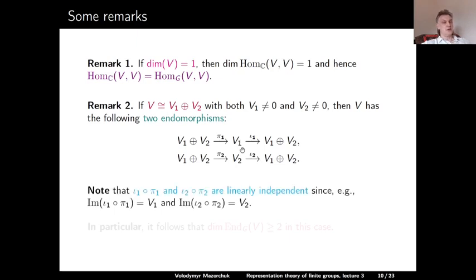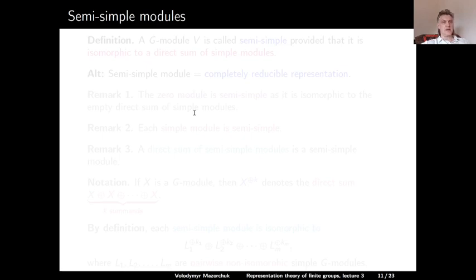Note that these two endomorphisms are linearly independent, for example, because their images, V1 and V2, have zero intersection. So they are non-zero subspaces and they have zero intersection. So these endomorphisms must be linearly independent. So in particular, it follows that the dimension of the endomorphism algebra of such a direct sum is at least 2. Now let us talk about the semi-simple modules.